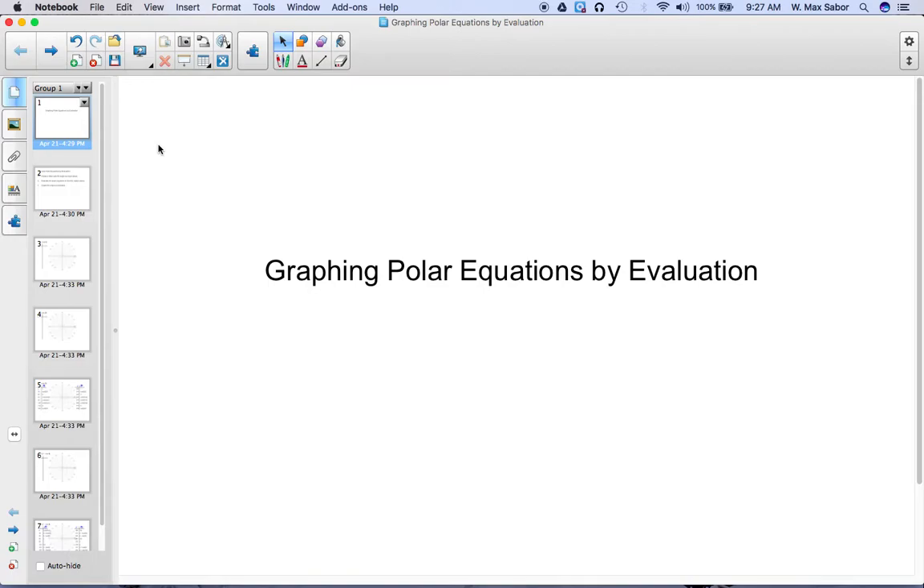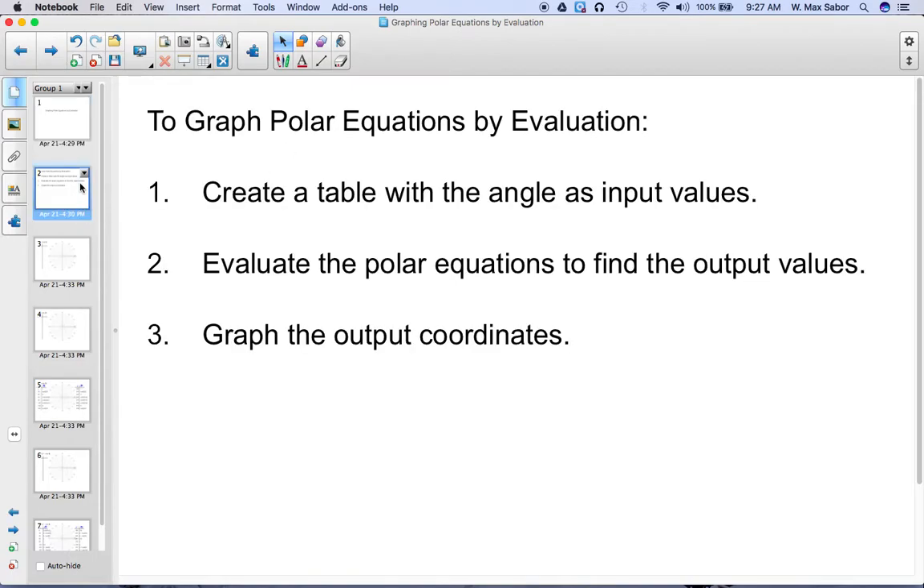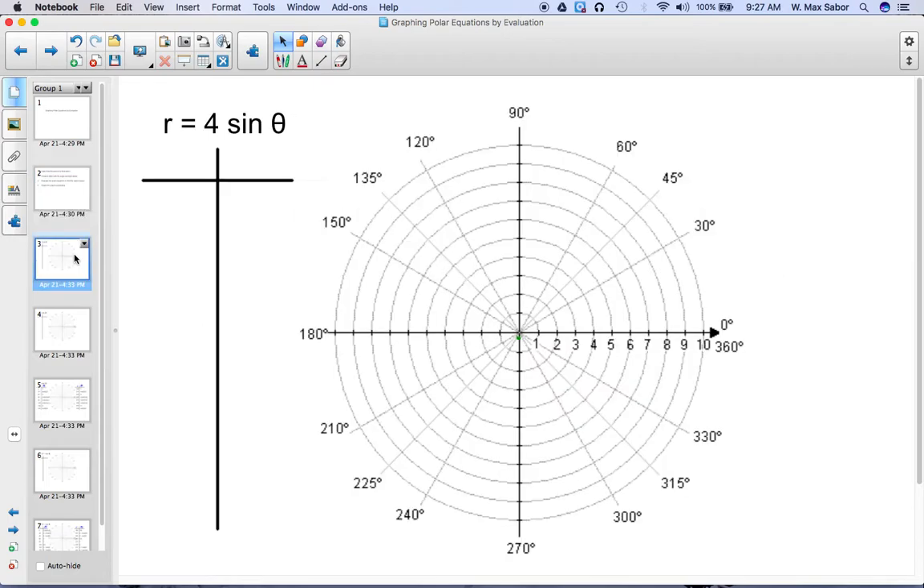How do you graph polar equations by evaluation? Well, evaluation is just the same as how we graph by plotting points in every other type of equation we tried to graph. You create a table with the angle as input values, evaluate the polar equations to find the output values, meaning r, the magnitude, and then graph the output coordinates, r comma theta.